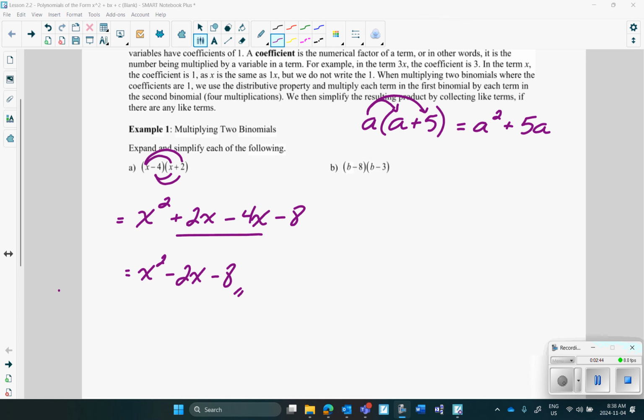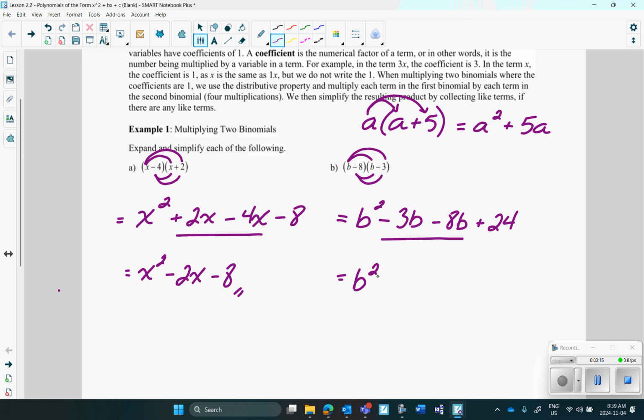So 4 multiplications. Take the first term in the first binomial, multiply it by everything in the second. So you will get b squared minus 3b. Take the negative 8 and multiply it by every term in the second binomial. And you will get minus 8b plus 24. We can collect the 2 terms in the middle. So we get a final simplified answer of b squared minus 11b plus 24. Okay.